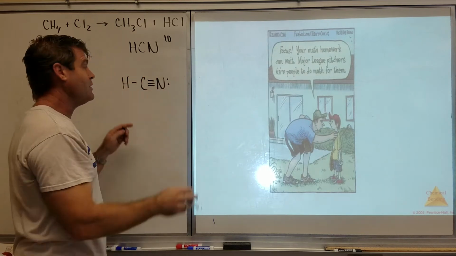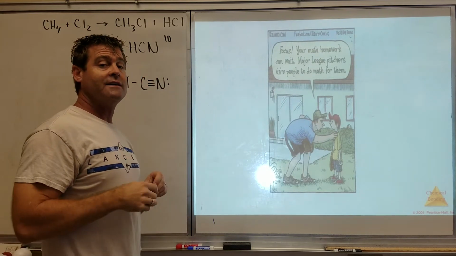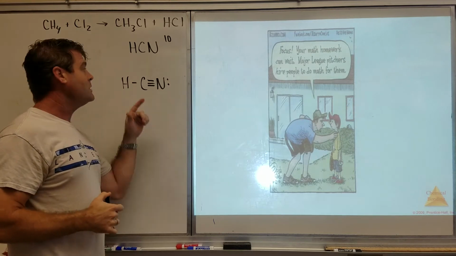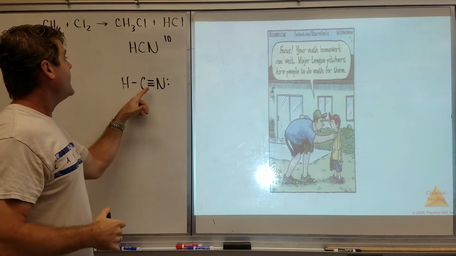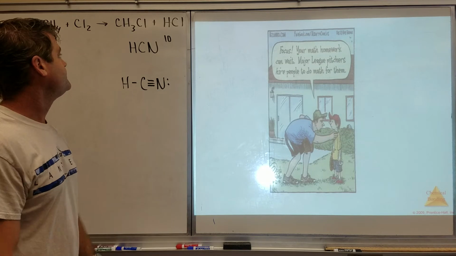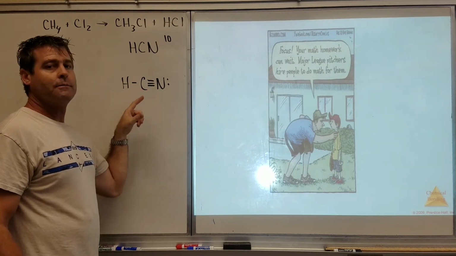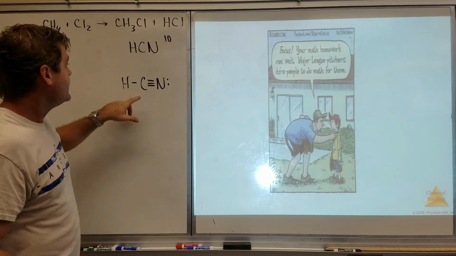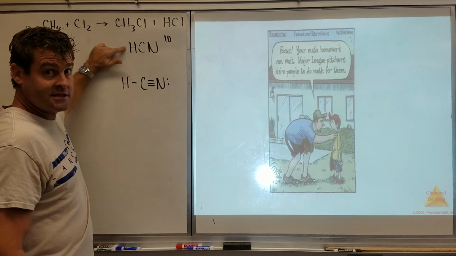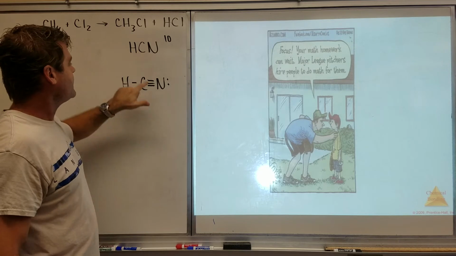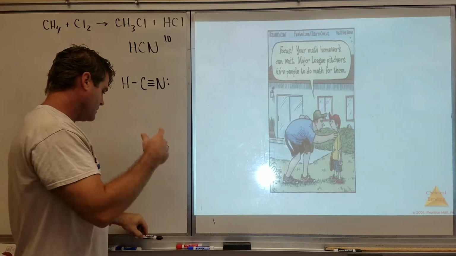And in actuality, if you count it, the octet rule is satisfied for all of them with the exception of hydrogen, which has 2. This is the correct Lewis structure. Cyanic acid actually has a triple bond between the carbon and nitrogen. This is where the Lewis structure gives you a lot more information than just the formula. This is the formula. You wouldn't be able to tell that this had a triple bond until you did the Lewis structure. All right.